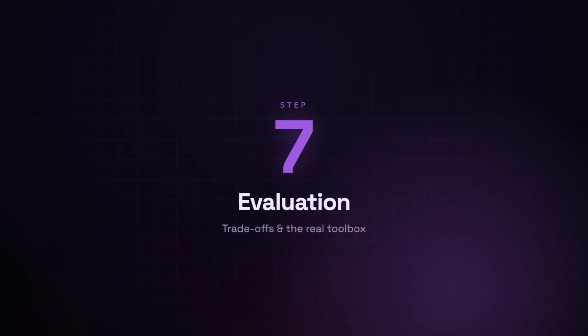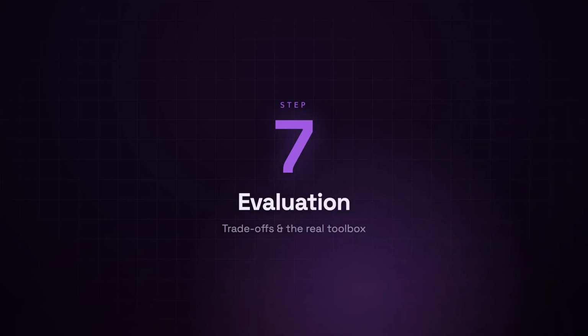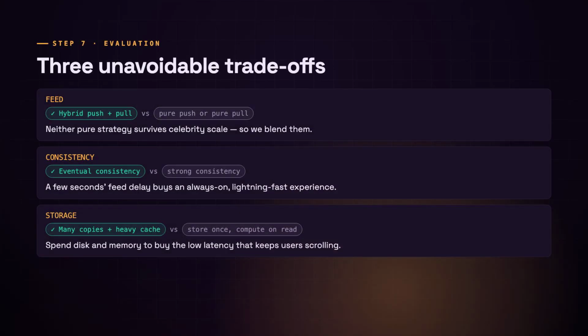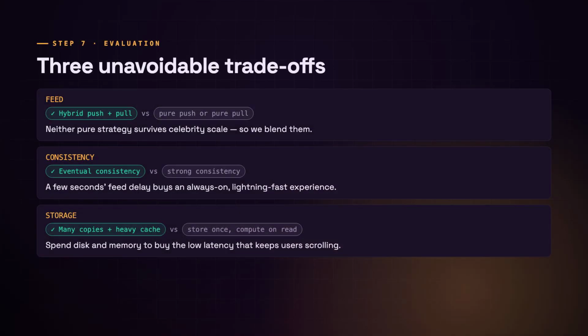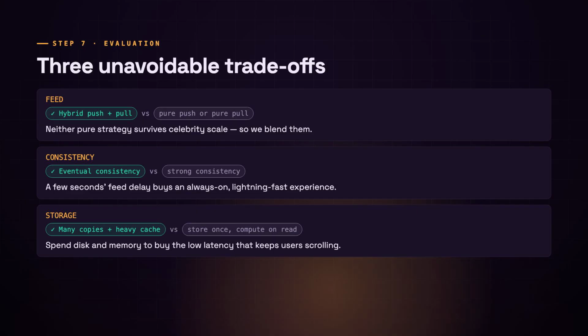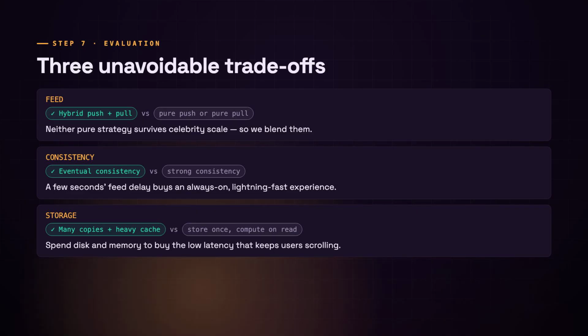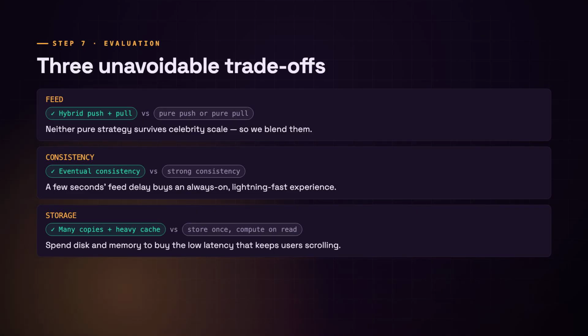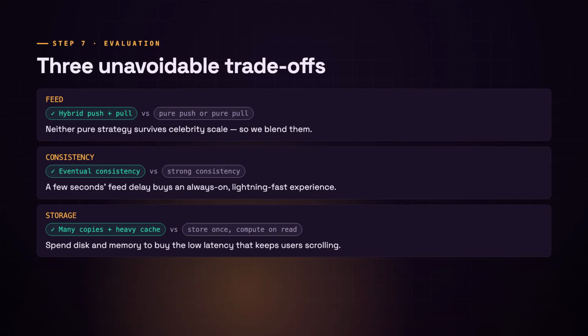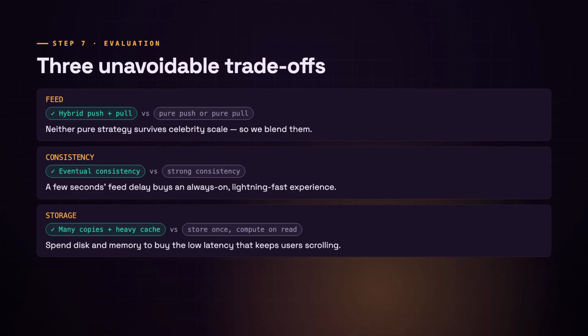Every design is a set of trade-offs, so let's name them honestly, then map it all to real tools. 3 trade-offs you can't escape. First, push versus pull for the feed. We chose a hybrid because neither pure strategy survives celebrity scale. Second, consistency versus availability. We chose eventual consistency for the feed, accepting a few seconds of delay in exchange for an always-on, lightning-fast experience. And third, storage cost versus speed.